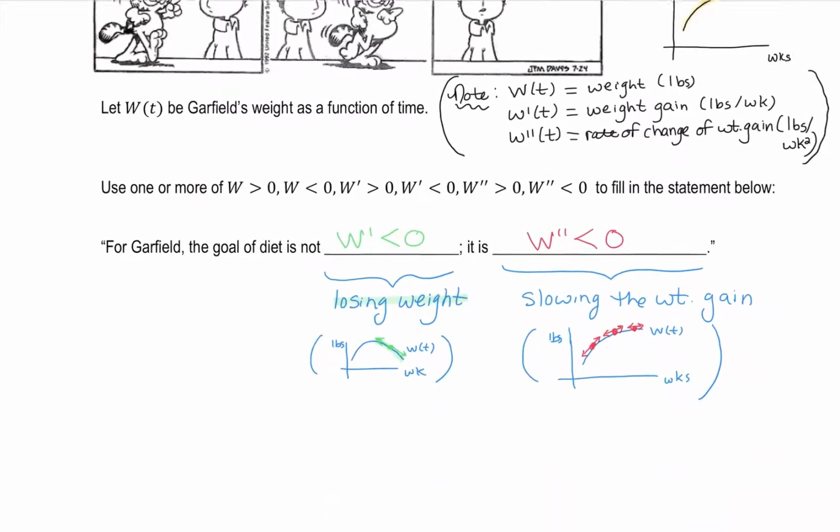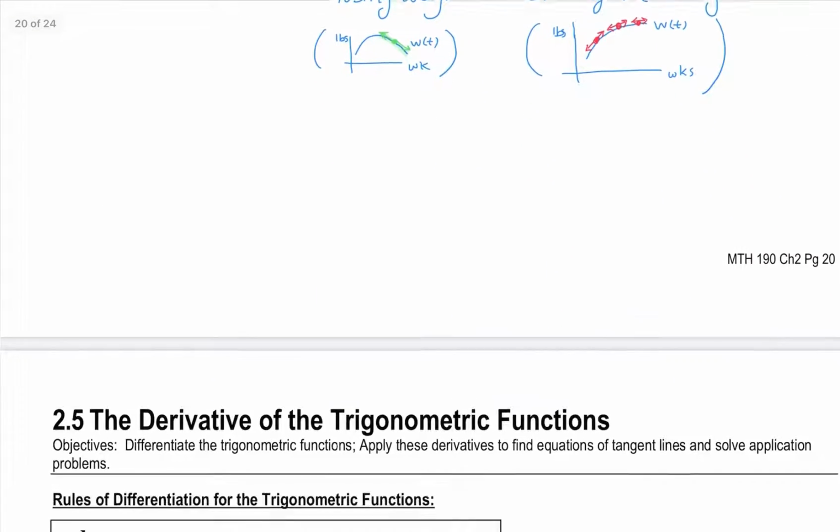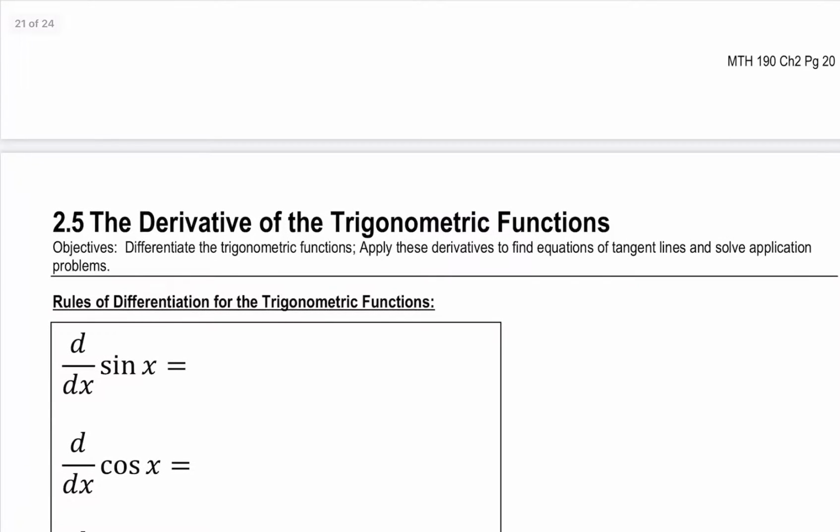So that wraps up section 2.4. When we come back next time in 2.5, we're going to be looking at derivatives of our trig functions.